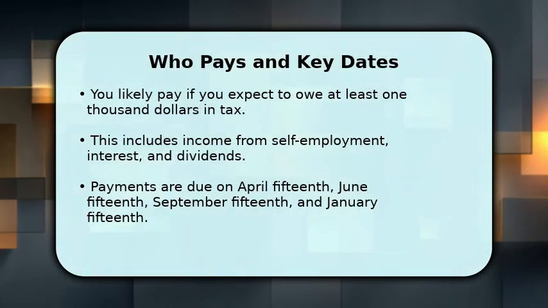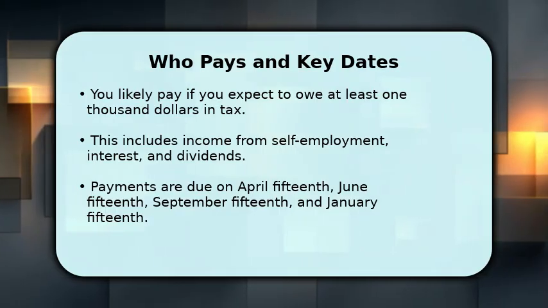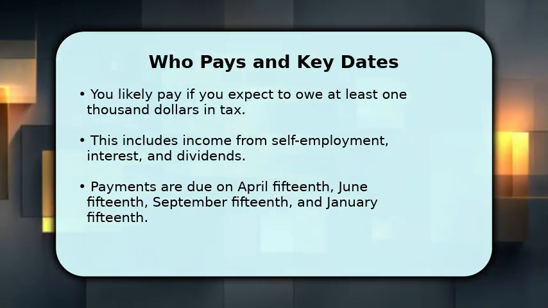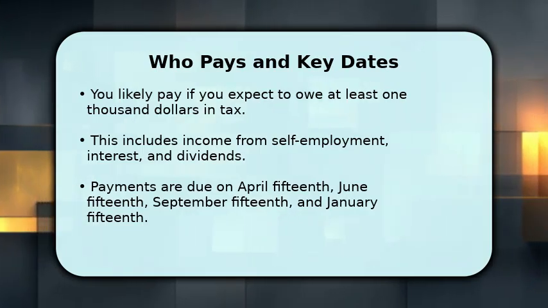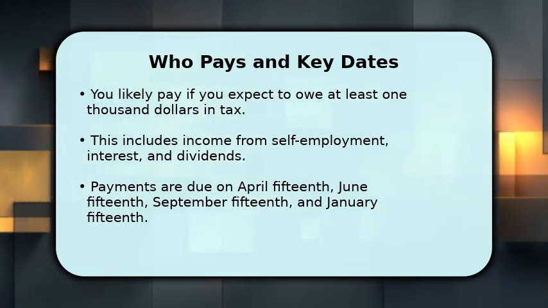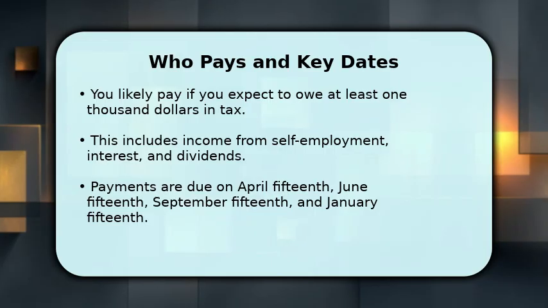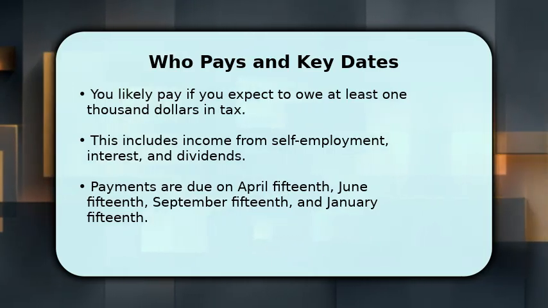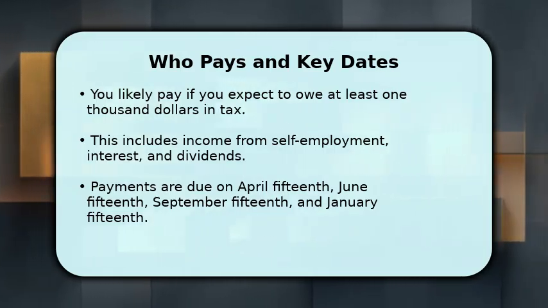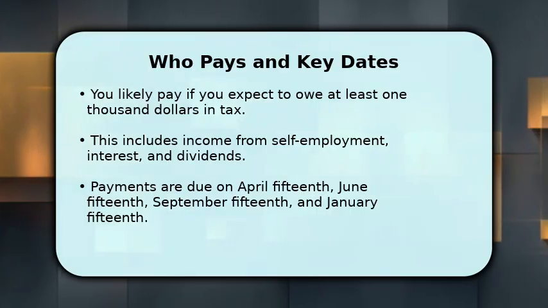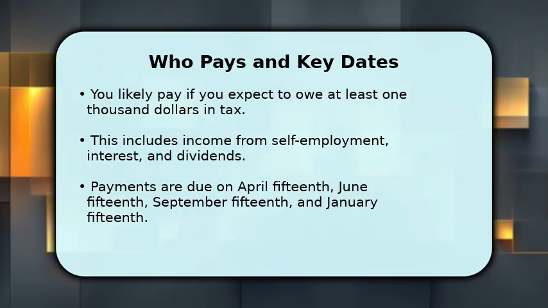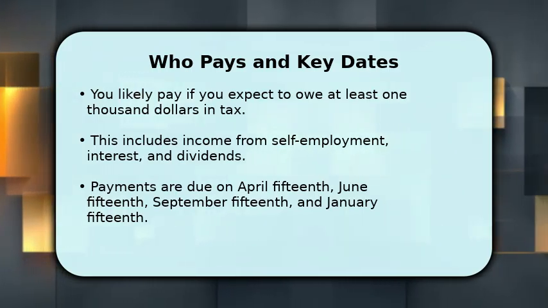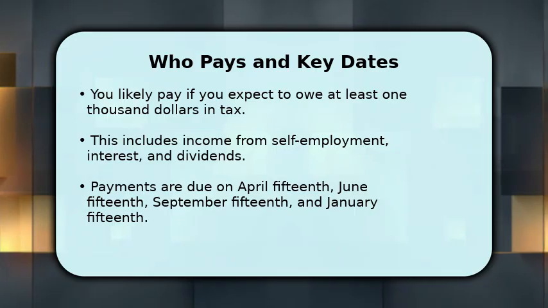Generally, you must pay estimated tax if you expect to owe at least $1,000 in tax for the year. This applies to income not subject to withholding, such as earnings from self-employment, interest, dividends, or rent. The 4 payment due dates are April 15th, June 15th, September 15th, and January 15th of the following year. Remember to adjust your estimates if your income or deductions change.